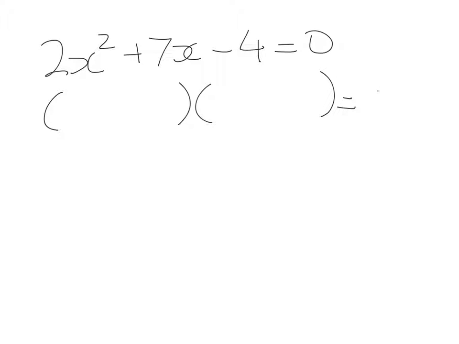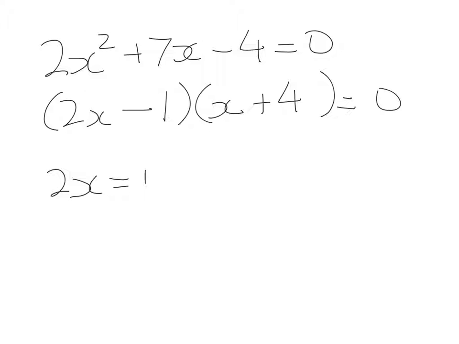Let's see, what does that give us? Well, we're going to have 2x and x here, and we'll have 2x minus 1 and plus 4. If you're having trouble factorising that, you need to go back and watch the earlier video. That gives us 2 possible solutions. We've got 2x equals 1 or x equals negative 4.